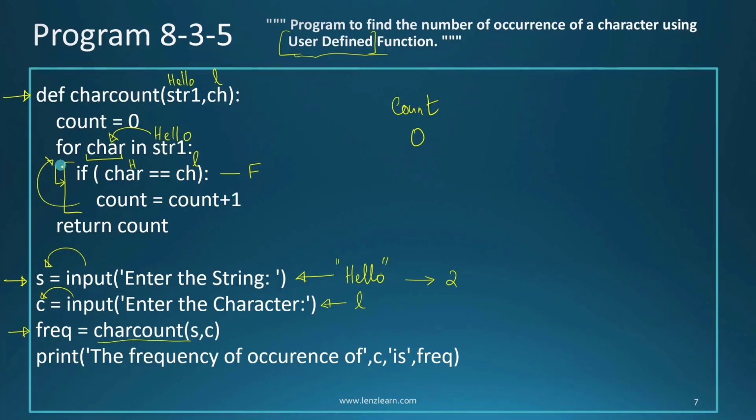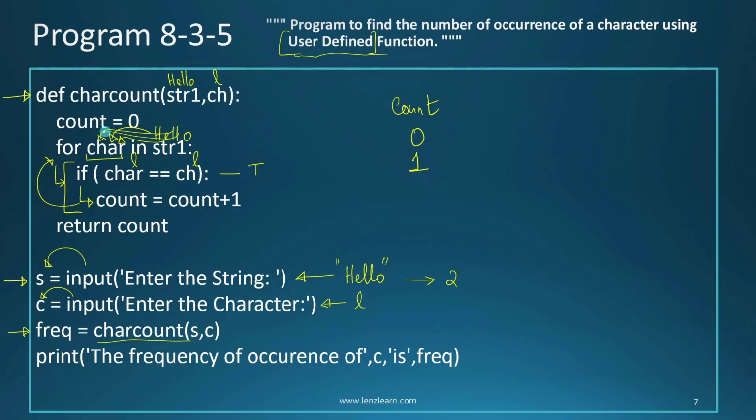I will again come back to the for loop. I will load the second character E into char, and then check whether E is equal to L. Again I get false, so I will not increment the count. I will go back to for. Next time L will be loaded into char, so I check whether L is equal to L. Right now it is true, so I come into the if block. The count will be increased by 1, so now I have 1. It means that I found the character 1 time inside the string.